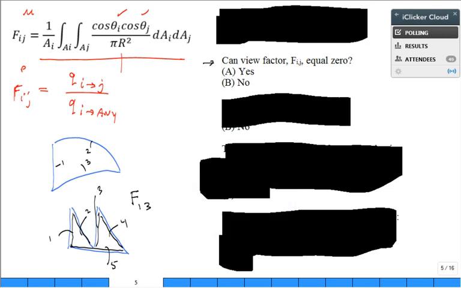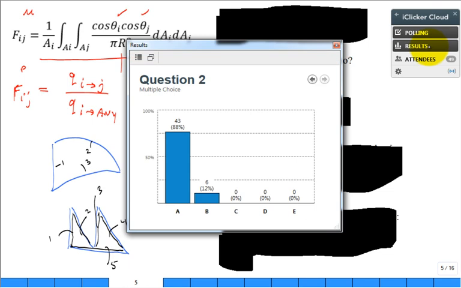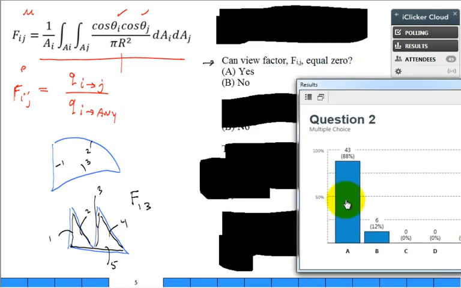All right, so we're going to go ahead and stop. It will show the results. And the view factor can indeed be 0. When will it be 0? When the photons leaving one can't go in a straight line and hit the other one. They're blocked. They're in the shadow of something else in an enclosure.